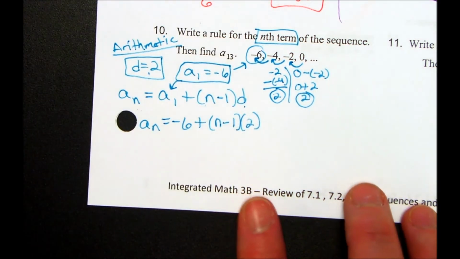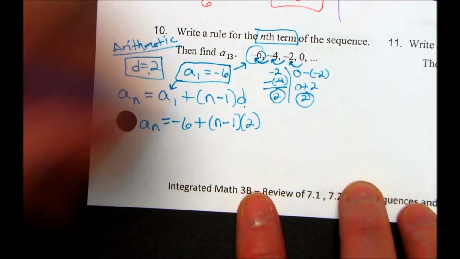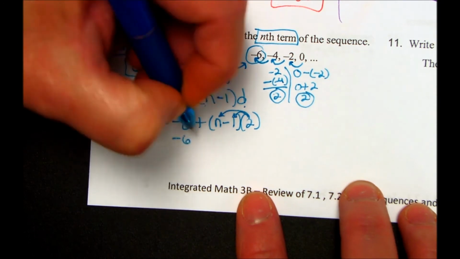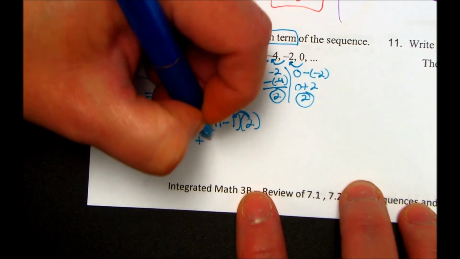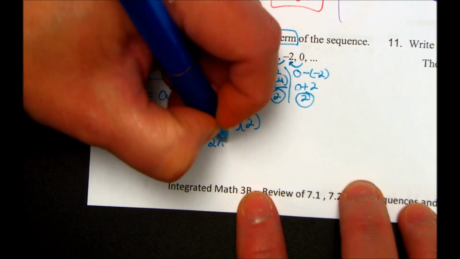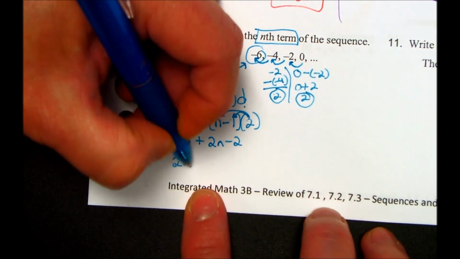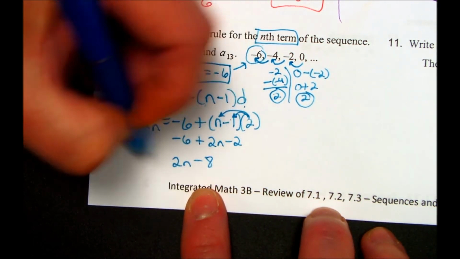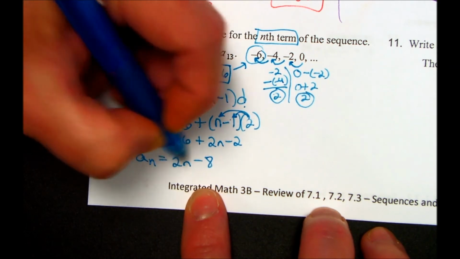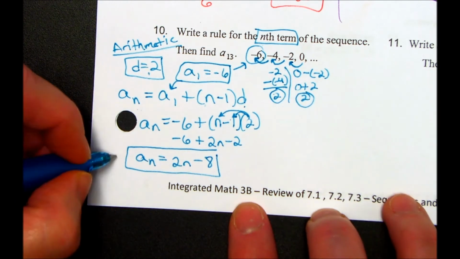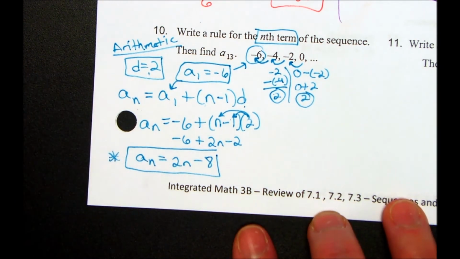With arithmetic sequences, you do have to simplify this. So we're going to distribute the 2. So that will have negative 6 plus 2n minus 2. And then combine like terms, put the 2n in front. Combine like terms, we get negative 8. So a sub n is going to equal 2n minus 8. So that is our rule to find the nth term of the sequence.